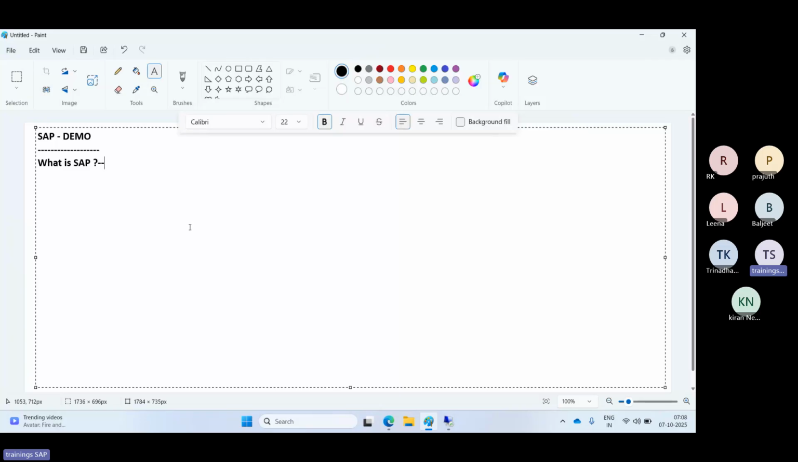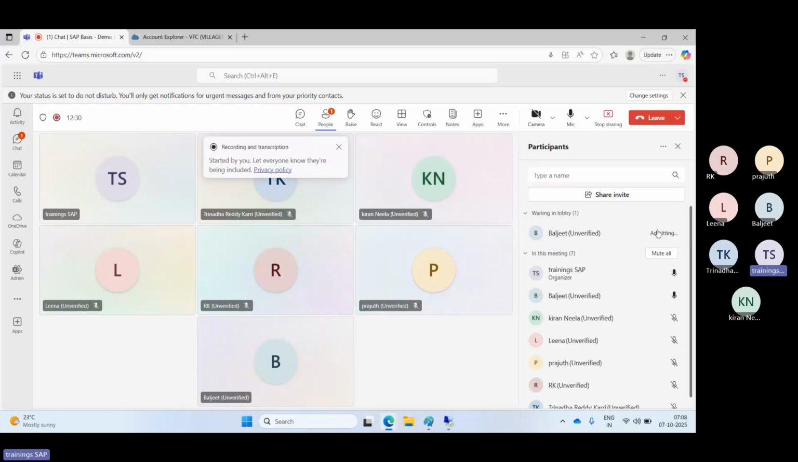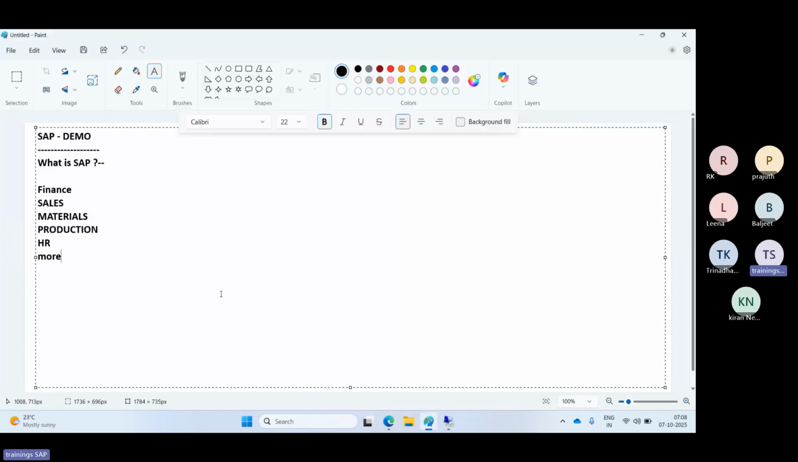It integrates all the key business functions like finance, sales, materials management, production, and HR, all into one unified system. All those things we can integrate into the one system here.